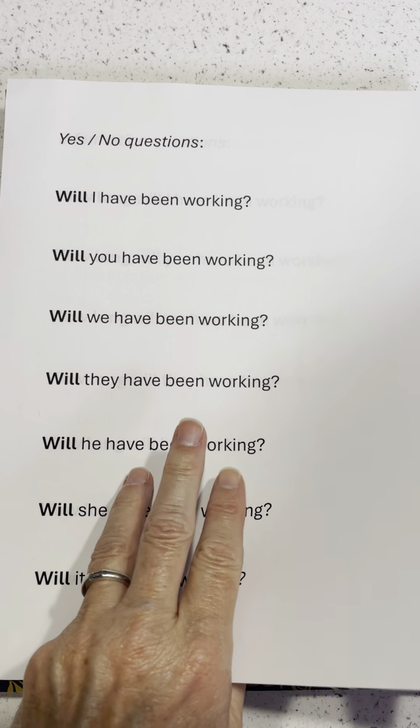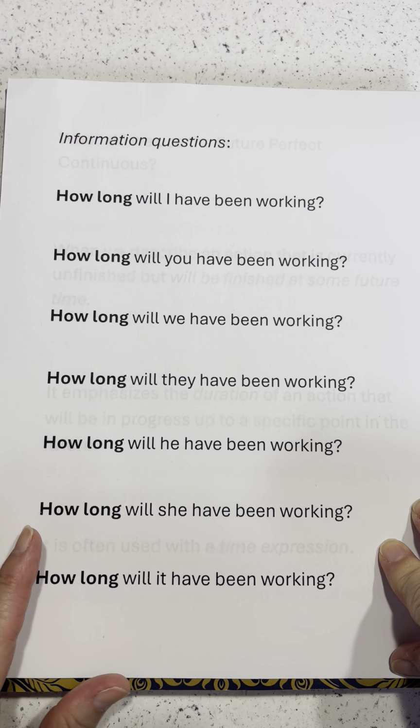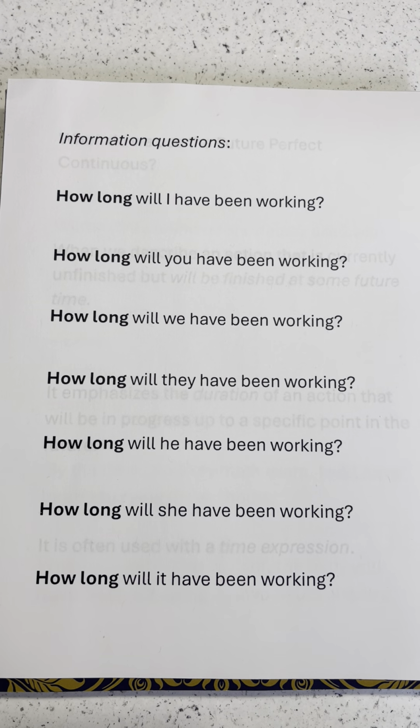Now, sometimes we need more information. So to form an information question, again, we just take that yes/no question and add the information question word before it. And again, those WH questions are who, what, when, where, why, how long, how much. So for this, I chose how long. So we could say, how long will I have been working? How long will you have been working?